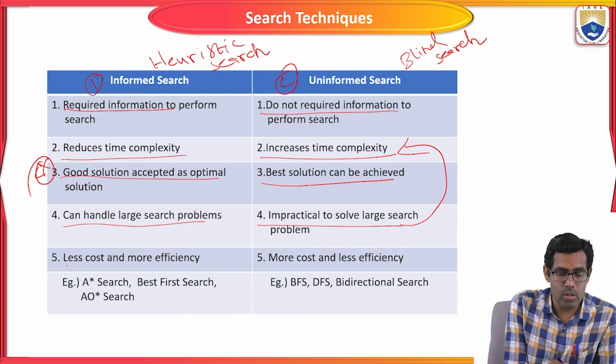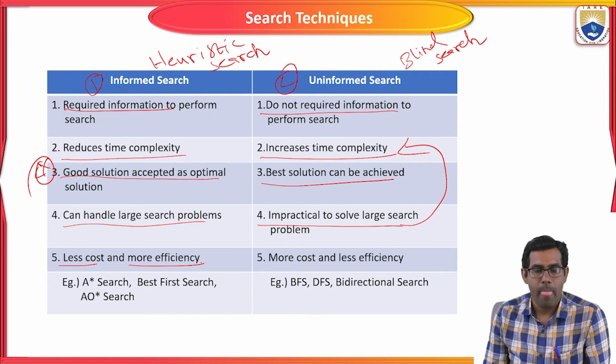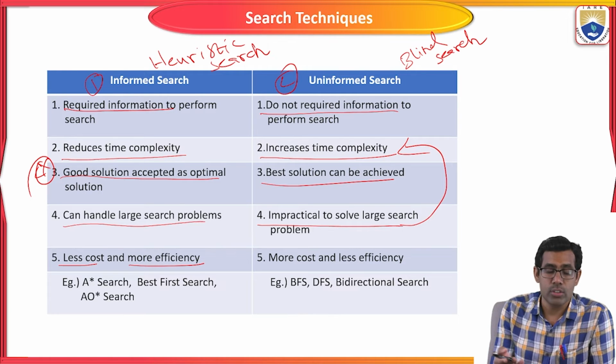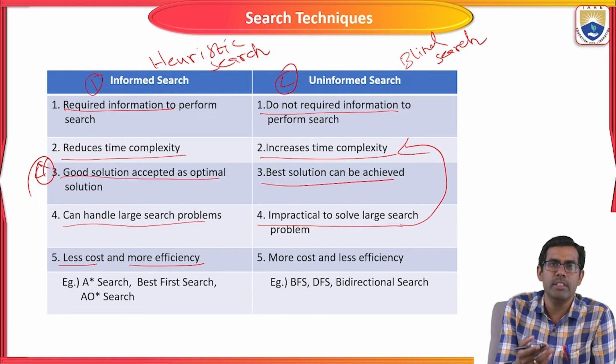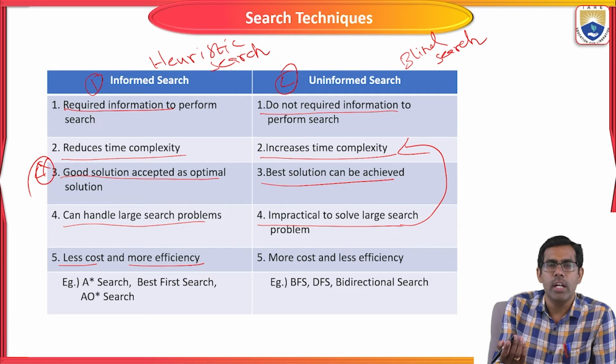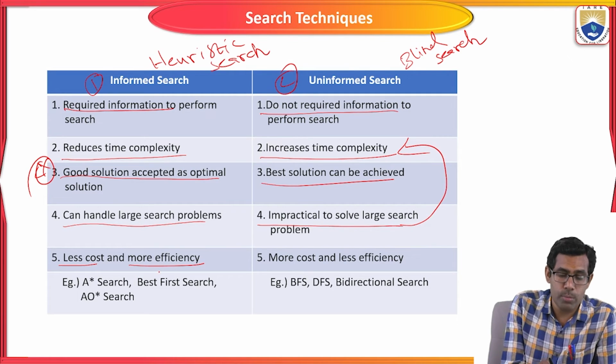Okay, the next one is the last point: less cost and more efficiency. Informed search means we have enough data. Based on that, it will go for the further operations. So the cost is less, because the information is already there, so there is no need to collect any information. We are going to do some specific operations, so the efficiency is more.